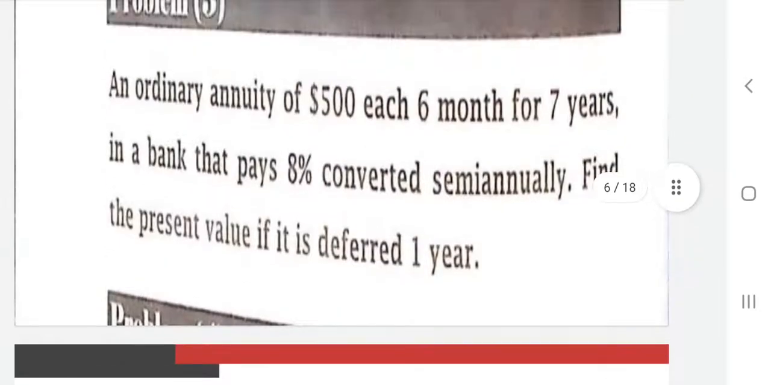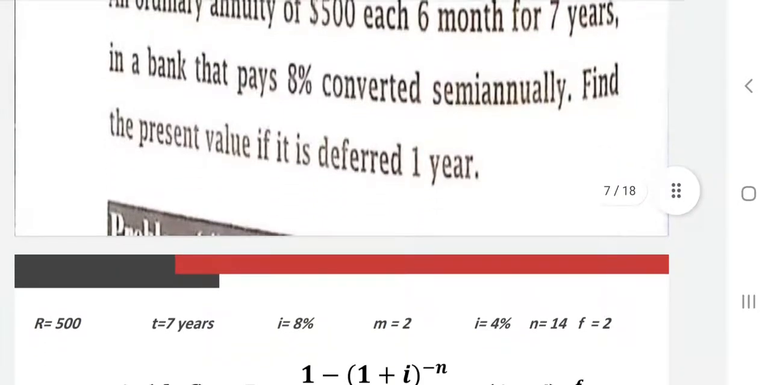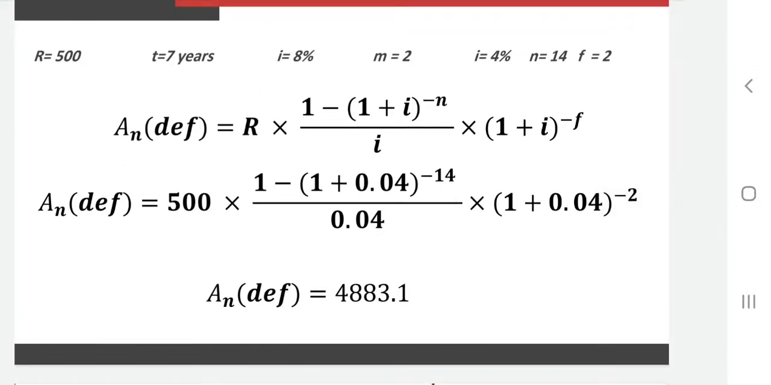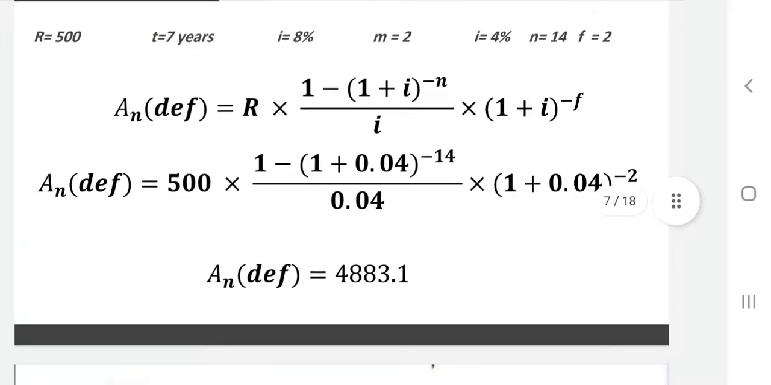Why? Because of the total time, 7 years for N, for annuities. So 7 times 2 equals 14, and the time for deferred equals 1 year, so 1 times 2 equals 2. A sub N deferred will be equal to $4,883.1.